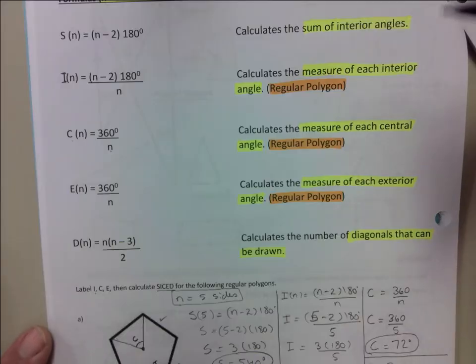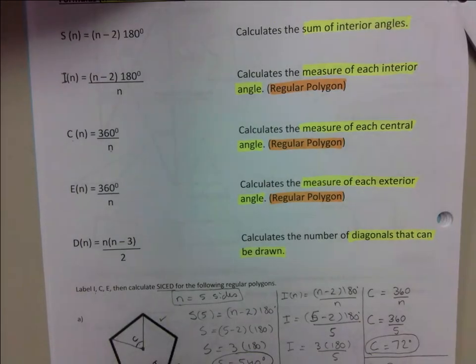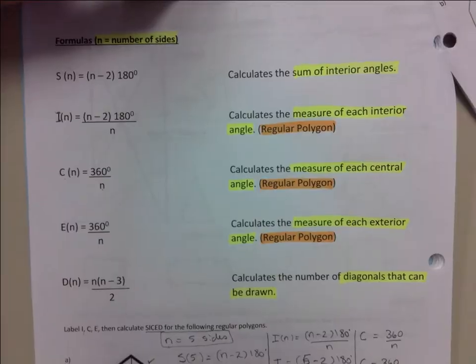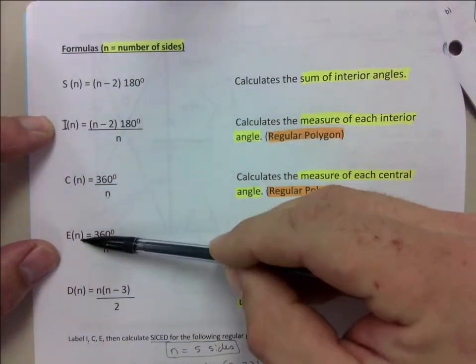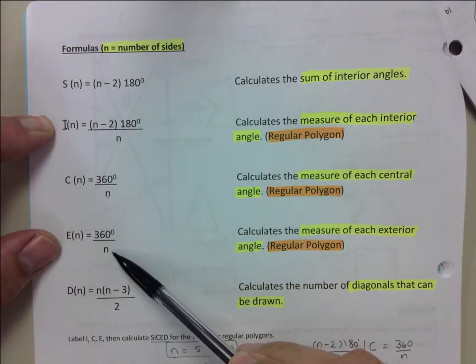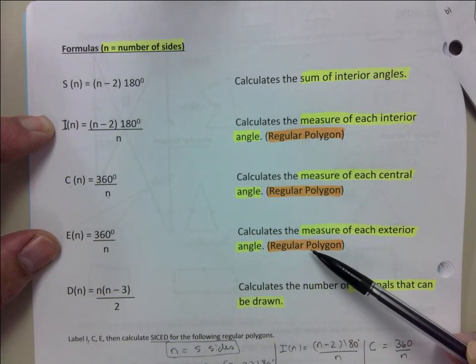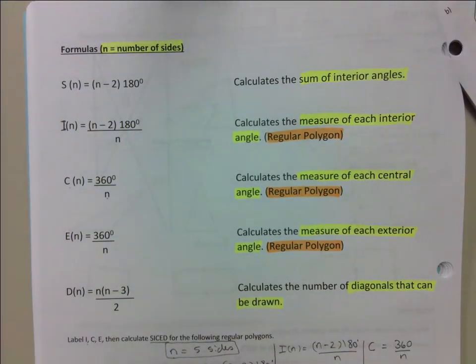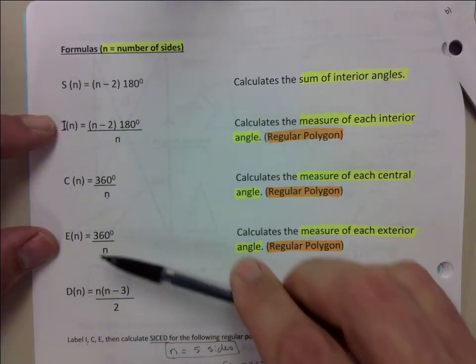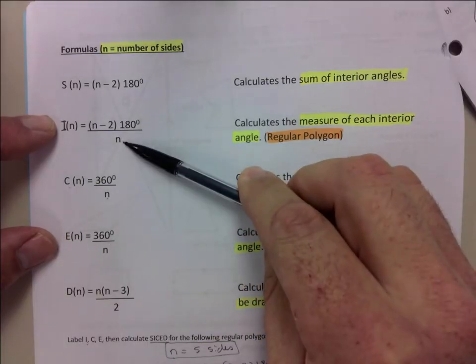Let's finish page 33. So I asked you to have these formulas, and one thing I want to remind you is that these three, S, I, C, if you want to use these formulas, it has to be a regular polygon, or otherwise it doesn't work. Because these all go under the assumption that every angle measures the same inside that polygon, okay? That's why we just simply divide by the number of sides, okay?